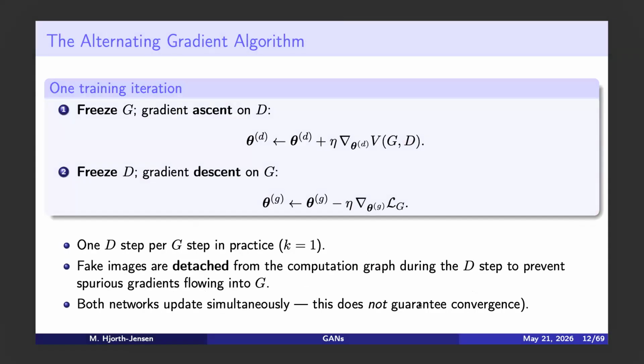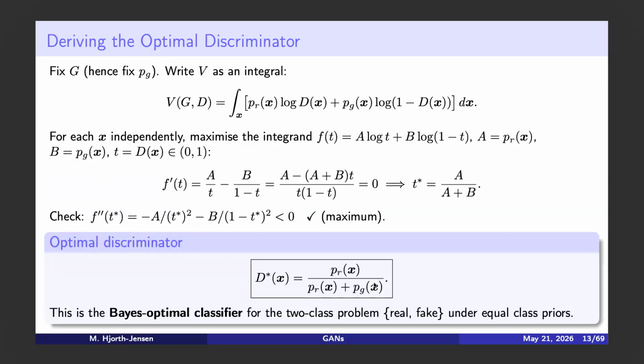When you train, you have alternating gradients. You have one neural network. This is the way Goodfellow set it up back in 2014. So you freeze G, and then you do a gradient ascent on D. And then you freeze D, and then you do a gradient descent. One is a maximization problem, and another, in principle, a minimization problem. And the fake images, if you're training on images, are detached from the computation graph during the D step to prevent spurious gradients flowing into G. So both networks update, but that in general does not guarantee convergence.